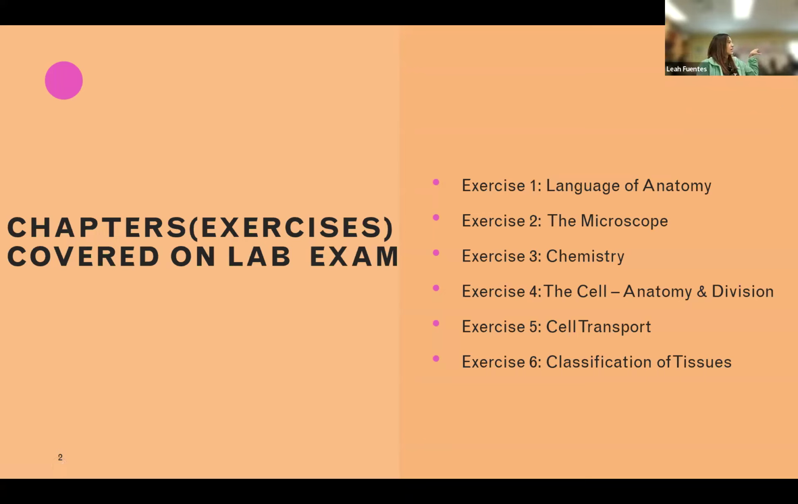So these are the exercises that are going to be covered on the lab exam. It's 1 through 6, and these are just all of your worksheets that you should be completing and then turning in. A lot of the same pictures from those assignments are going to show up on the lab exam. So if you have not completed those, definitely use those as a study tool. So it should be like language of anatomy. Those are the directional terms, the regions, the microscope, a little bit of chemistry. It's not as in-depth as we do in lecture, but it's the pH scale and something else I already forgot. The cell, anatomy and division, cell transport, and then the big one is the tissues.